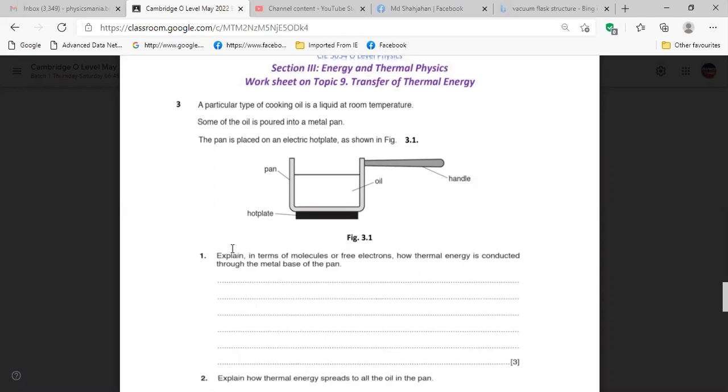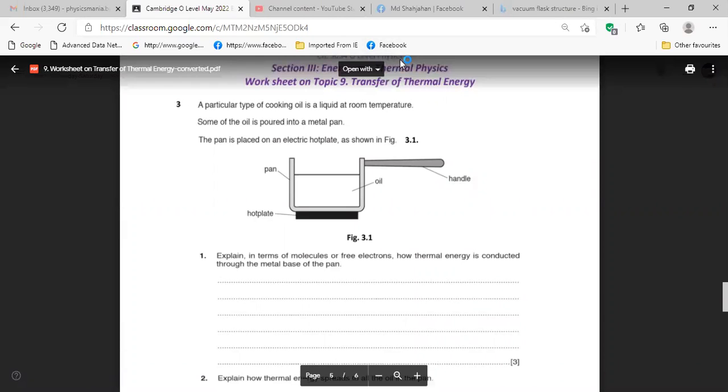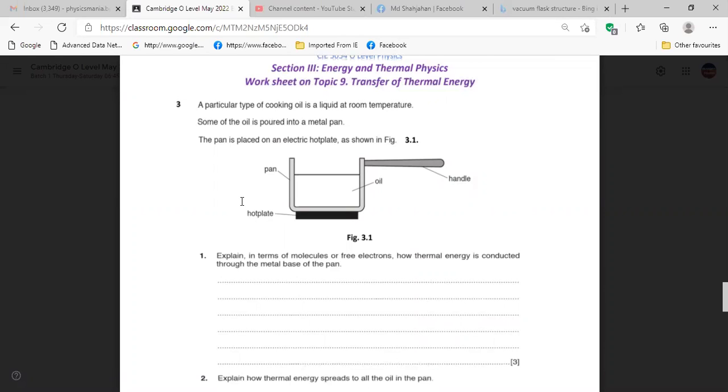A particular type of cooking oil is used at room temperature. Some of the oil is poured into a metal pan. The pan is placed on an electrical hot plate as shown in figure 3.1. Explain in terms of molecules or free electrons how thermal energy is conducted through the metal base of the pan.